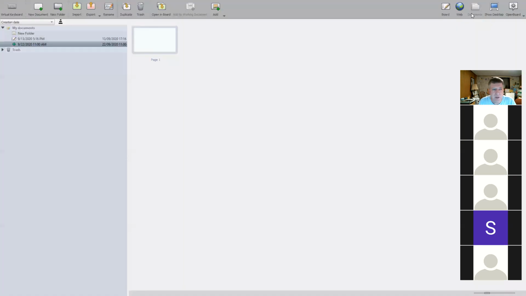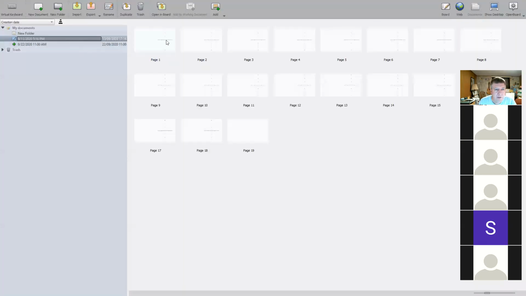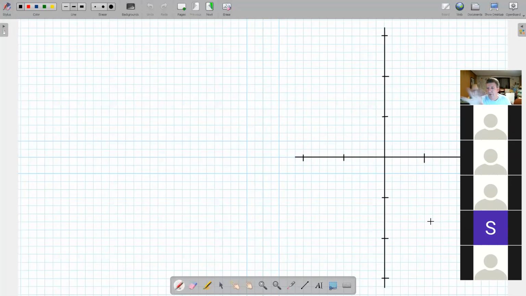Don't panic if you can't see what I'm doing yet. Okay, so now can you all see the graphing grid? Yes. Okay. Yeah. Good, good, good. Thanks. Just want to make sure I'm pushing the right buttons.